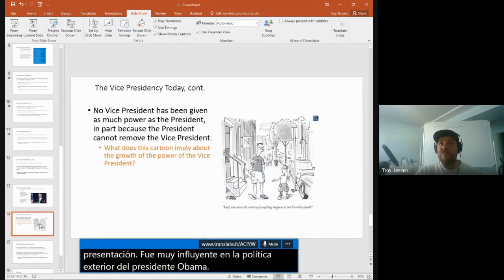No vice president has been given as much power as the president, in part because the president cannot remove the vice president.